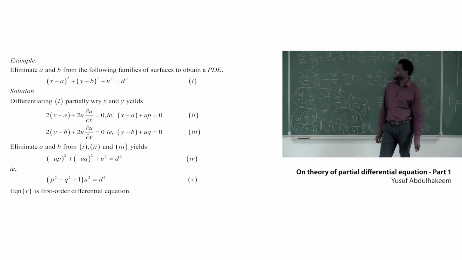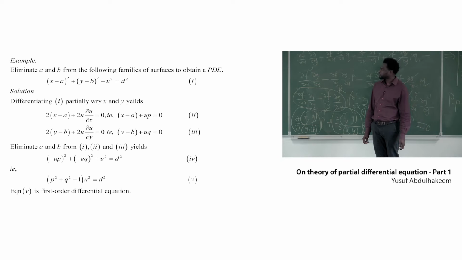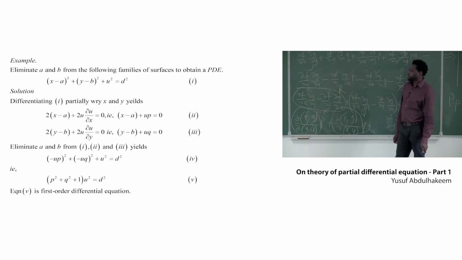We divide through by 2 so that everything here goes to 0. And then, of course, our ∂u/∂y is the same thing as what? As q. So we just replace this ∂u/∂y with q. So that gives rise to this equation here. And then from here also, clearly we can say that y minus b is equal to minus uq.